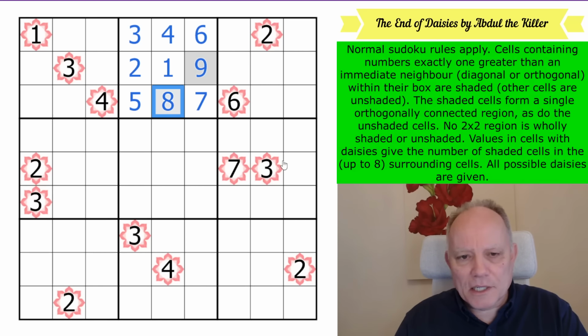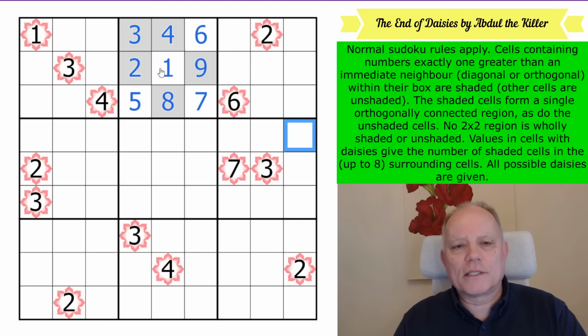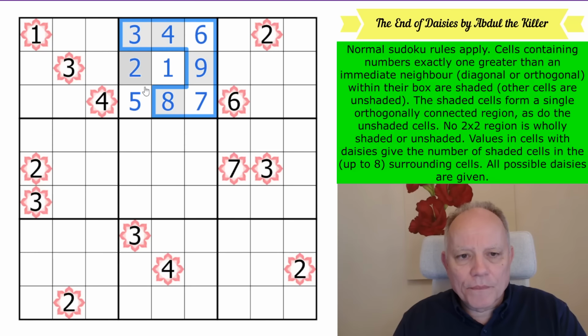8 is touching 7. 7 is not touching 6, so it's not shaded. 6 is not touching 5. 5 is not touching 4. But 4 is touching 3, which is touching 2, which is touching 1. So those 3 would be shaded. So that would be the shading pattern in this random box. That's how this shading works.